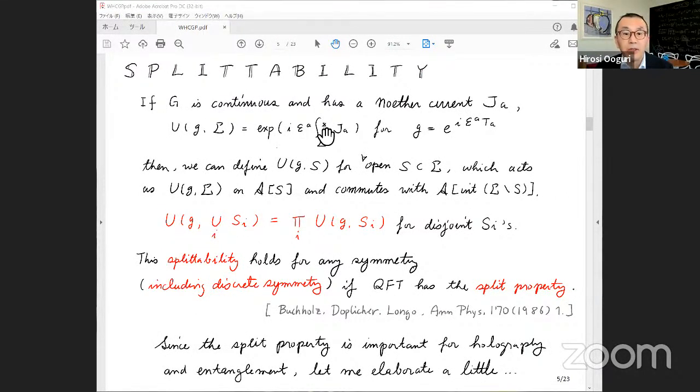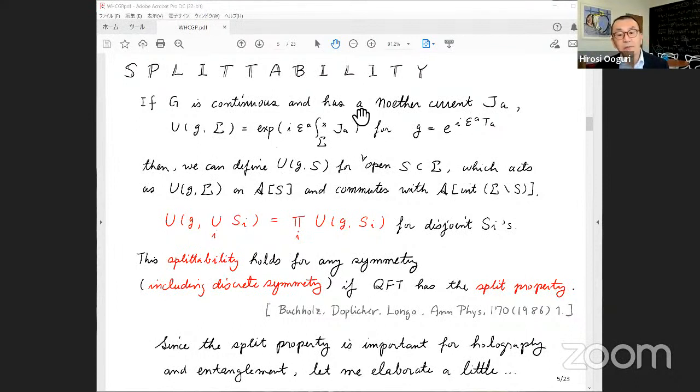But we also assume one more thing, which is called splitability. This may be something that may not be familiar to all of you, so I'd like to discuss it a little bit. This is a property of this global symmetry that follows from some assumption on quantum field theory that I would like to clarify. First, I would like to tell you that this is a very reasonable property to assume. Suppose group G is a continuous, say, Lie group. In that case, Noether's theorem says that there has to be a Noether current J. And then this unitary operator that I mentioned can be expressed as the exponential of the integral of this Noether current. So you can write it in this way.